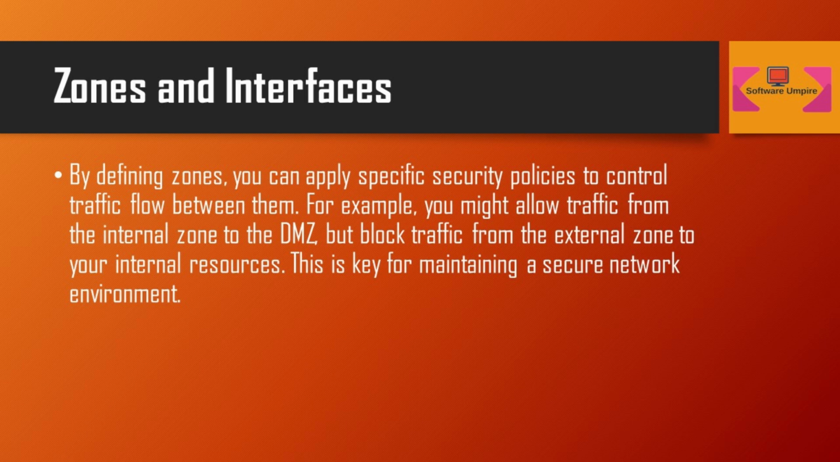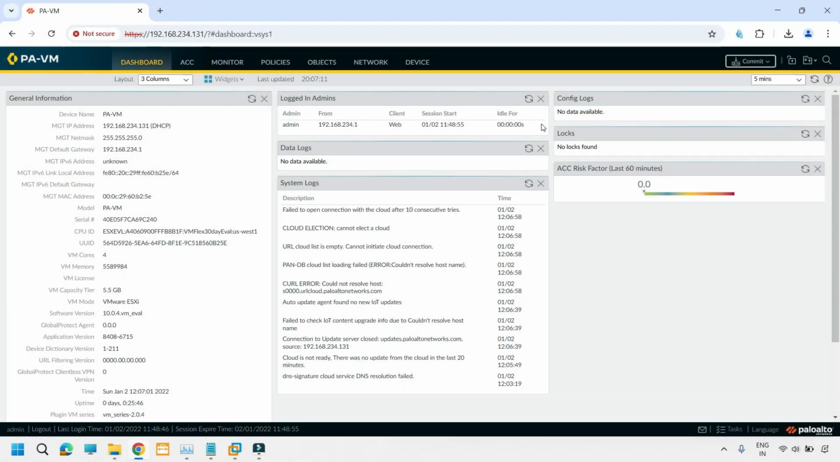For example, you might allow traffic from the internal zone to the DMZ, but block traffic from the external zone to your internal resources. This is key for maintaining a secure network environment. Let's start by configuring zones, then go on to interfaces.